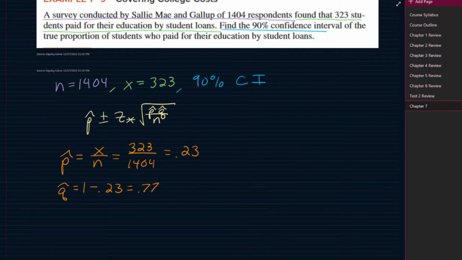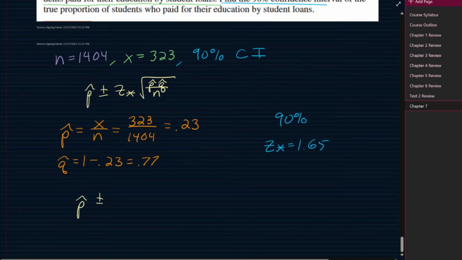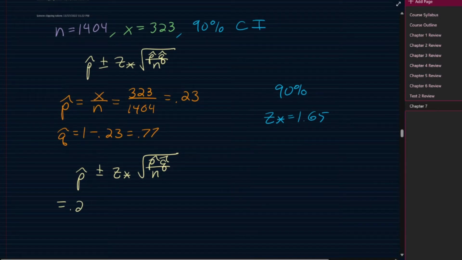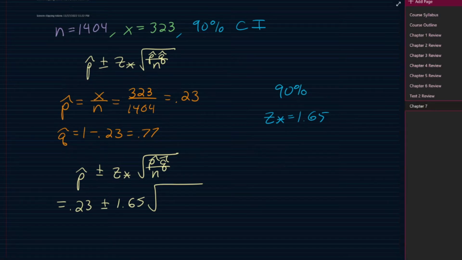And now we've got everything except for the z star. But remember, for a 90% confidence interval, z star is 1.65. So we just plop everything in our formula, giving us 0.23 plus minus 1.65 times the square root of 0.23 times 0.77 over 1404.